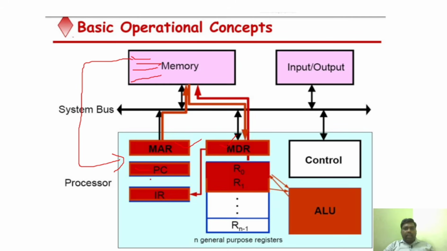We know that, right? And similarly, you know that the instruction register will have the information about the current instruction which is executed, right? And you know what MAR and MDR are, right? So the processor will get the information through MAR from the memory. After that, it will execute that instruction using the ALU, and then it will store the result in the memory using MDR. That is the basic operational concept.